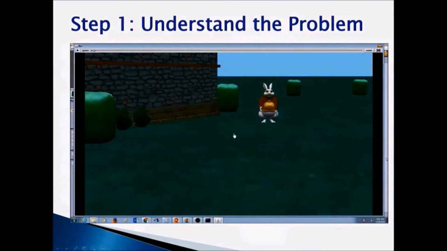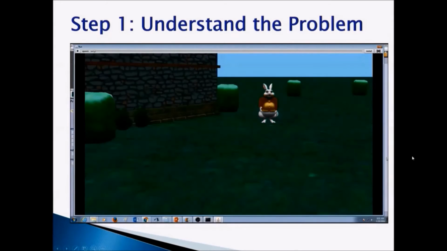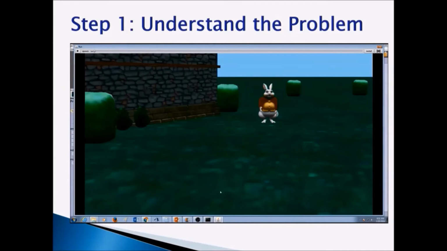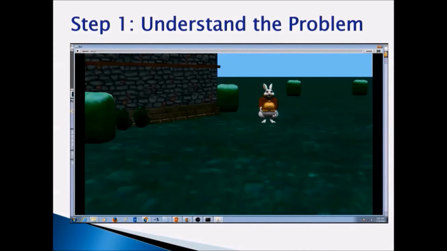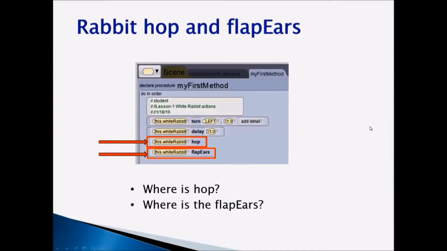Let's look at the problem and understand it. This is our first program in Chapter 2 and it's called White Rabbit Actions. The initial scene is given to you. We have the background as the grass template and the white rabbit as an object. It's a biped object because it has 2 legs. We have some bushes and the wall. So this initial scene is given to you. And the white rabbit will do some actions like hop and flap its ears.